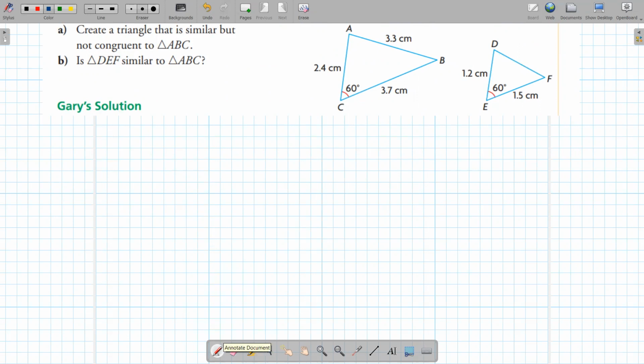Yes. How can you tell? Because the angles are the same. So the angles have to be the same, but the scale factor also has to be the same, okay? Scale factor has to be the same. What did we do to 1.2 to get 2.4?